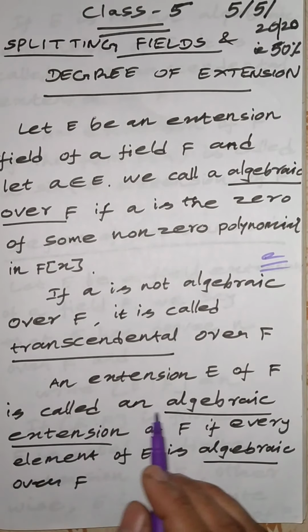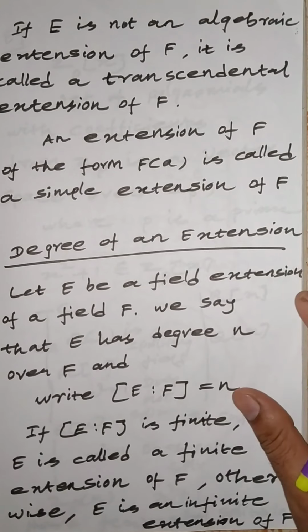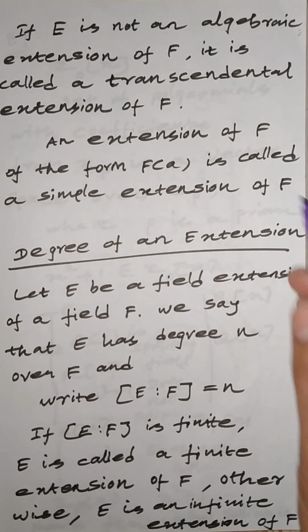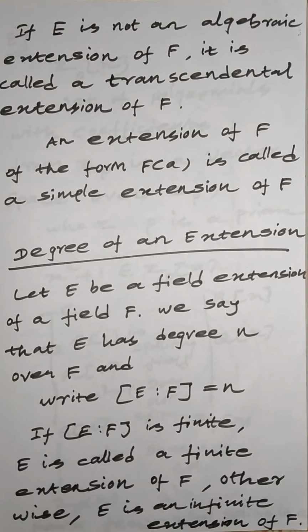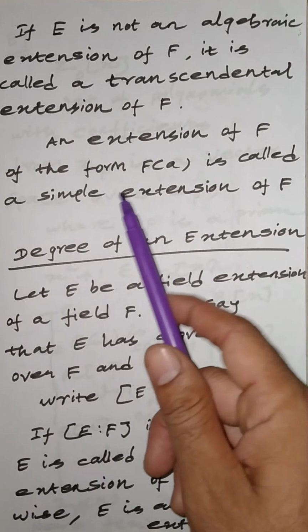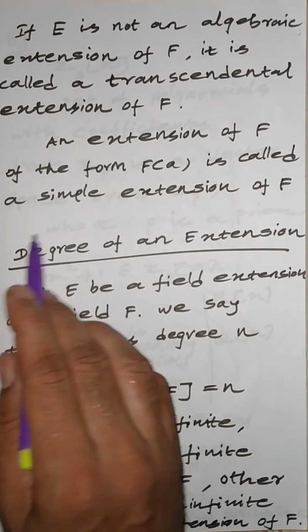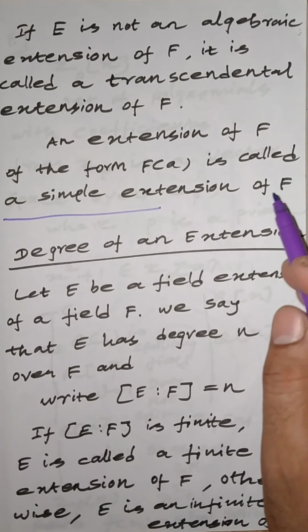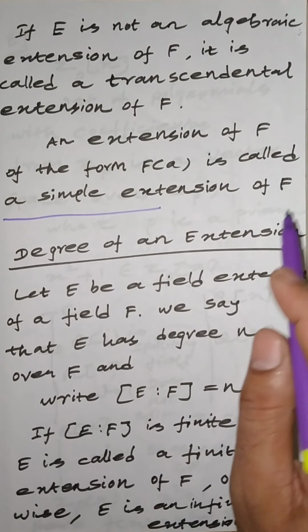An extension E of F is called an algebraic extension of F when every element in E is algebraic over F. Suppose E is not an algebraic extension of F, then we say it is a transcendental extension of F. That one is an algebraic extension of F. This one is not an algebraic extension, so we say it is a transcendental extension of F. An extension of F of the form F(a) is called a simple extension of F, because a single element a is adjoined. So it is a simple extension of F.